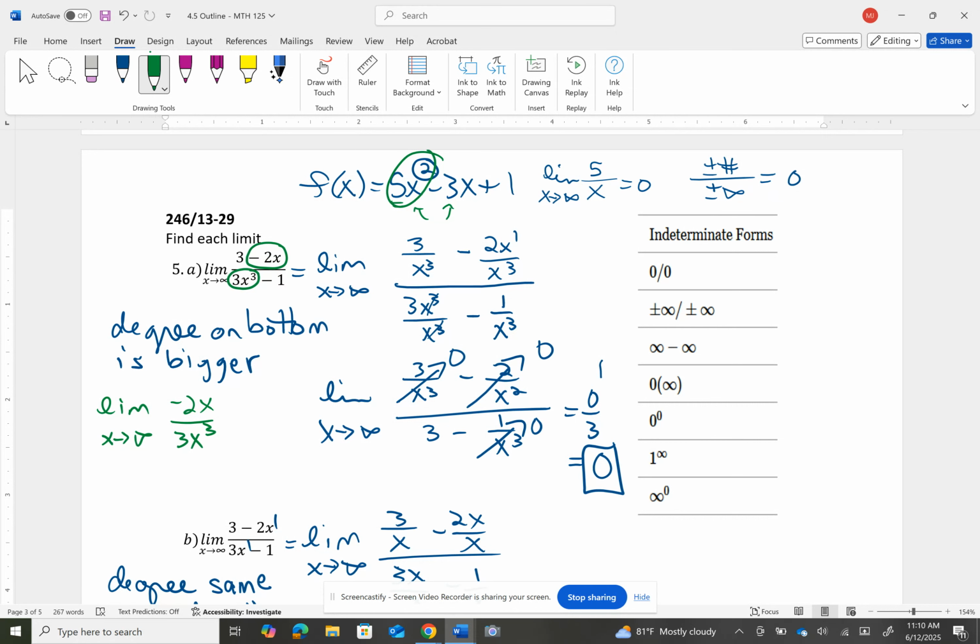And then you can imagine your infinities going in there. -2, or you could even reduce that first. Let me reduce that first. Okay, so that would wind up being the limit. I'll write it here. The limit as x goes to infinity of -2 over 3x squared.